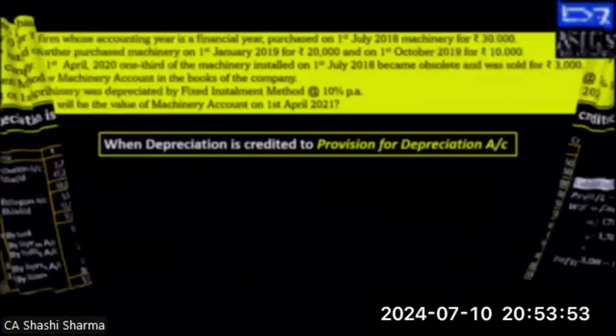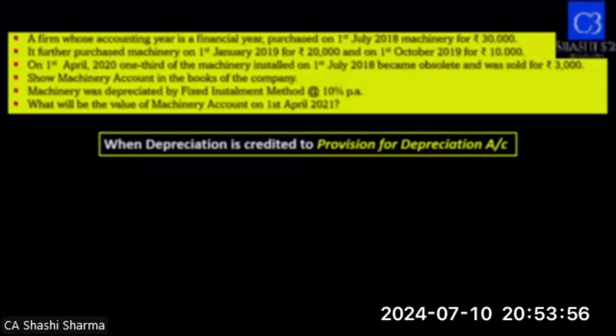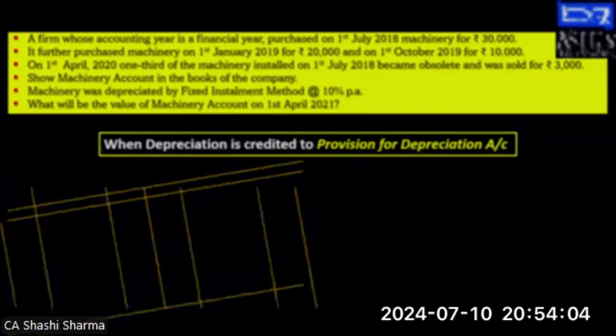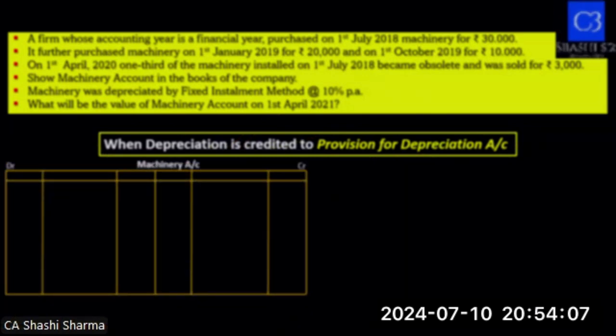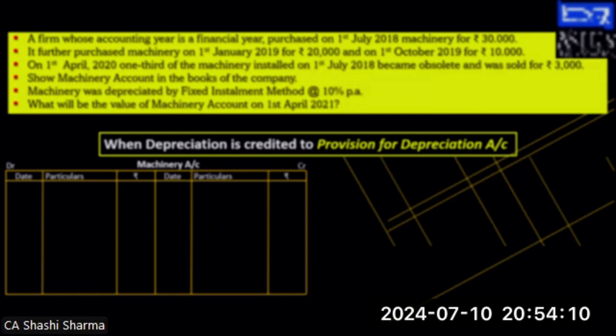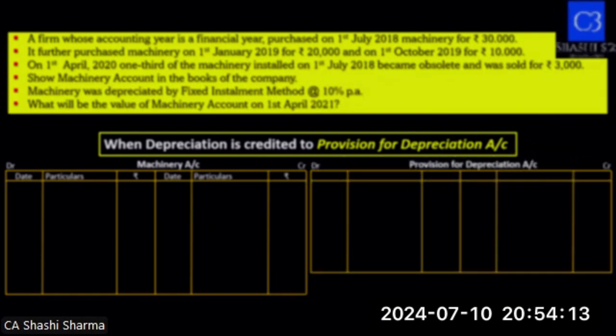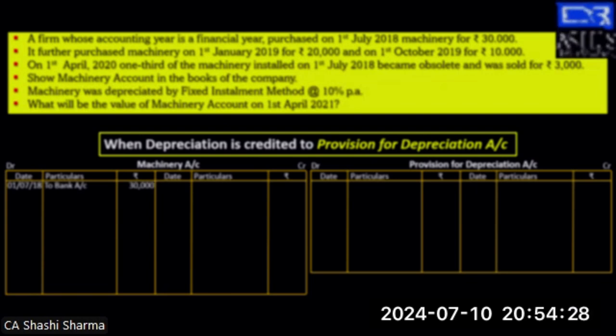Now the same question. But in this case, we will prepare two ledger accounts, one for machinery and another one for depreciation, provision for depreciation. So first of all, in the machinery account, this was the first purchase, 30,000. Then again, the second purchase to bank account, 20,000.